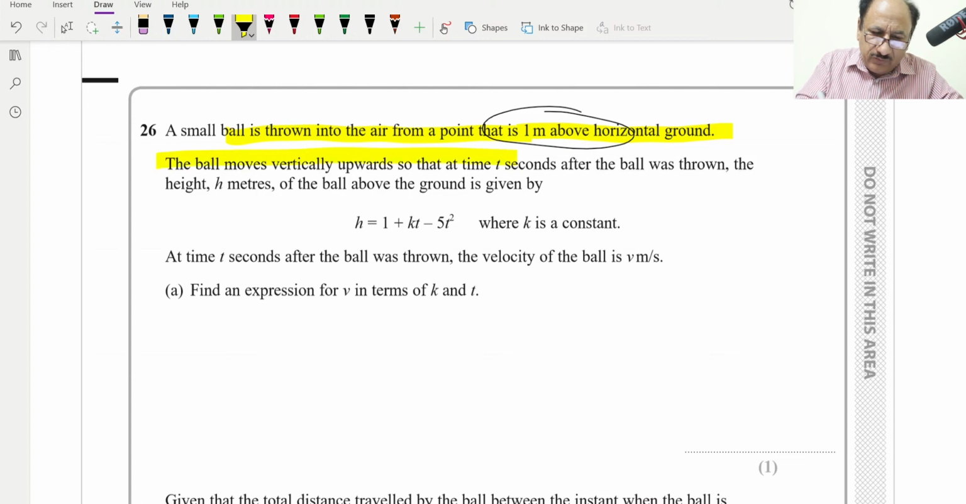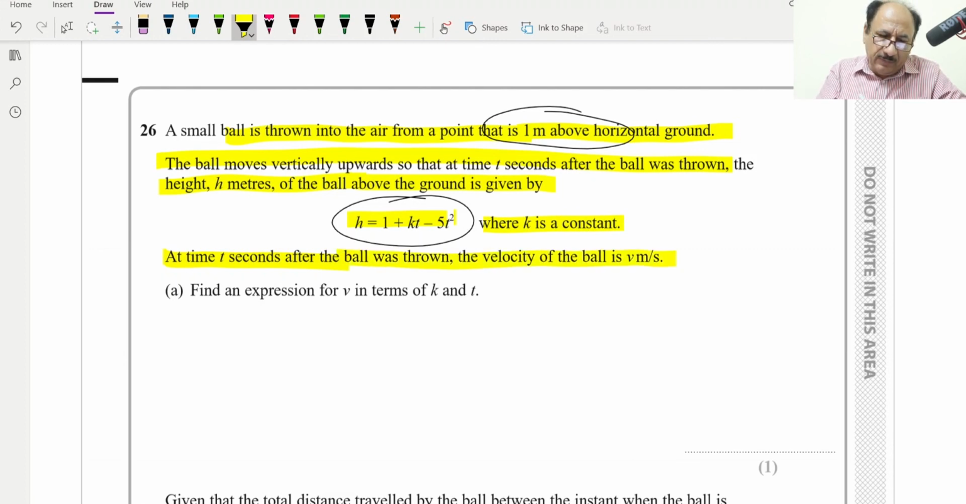The ball moves vertically upward so that at time t seconds after the ball was thrown, the height h meters of the ball above the ground is given by this equation, where k is a constant. At time t seconds after the ball is thrown, the velocity of the ball is v meters per second. Find an expression for v in terms of k and t.